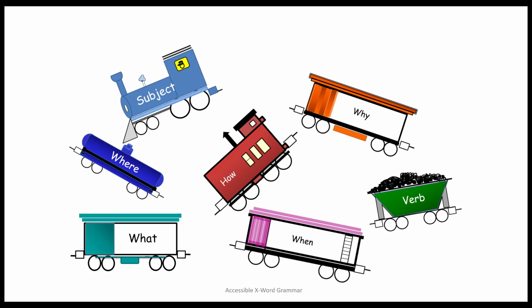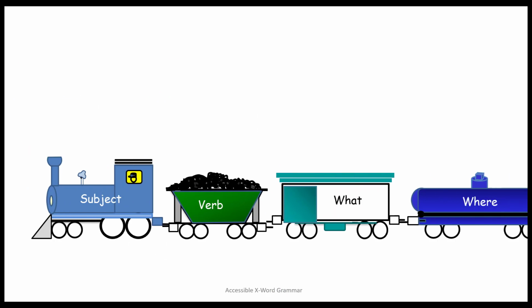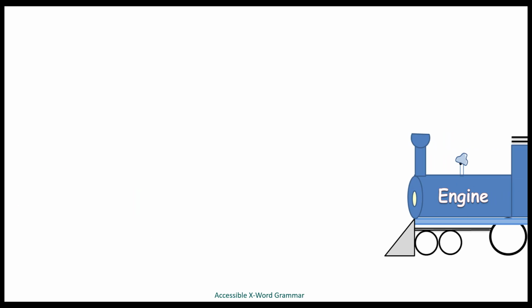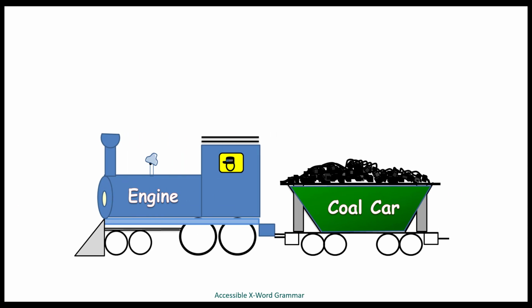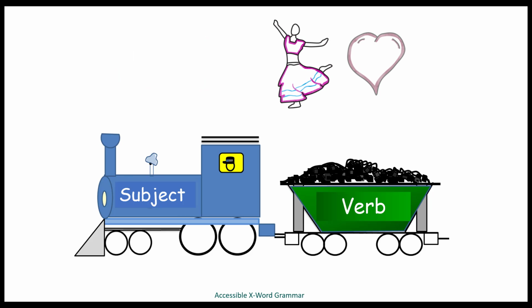An English sentence is something like a train. Every car must be in the correct order. The engine and the coal are the front two cars in our train. They are the most important cars, like our subject and verb. The subject tells us who or what we are talking about. The verb tells us the action that the subject is taking.